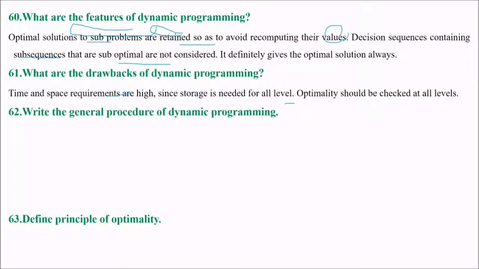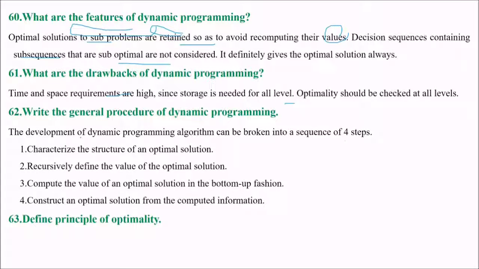Write the general procedure of dynamic programming. The development of a dynamic programming algorithm can be broken into a sequence of 4 steps. First is to characterize the structure of an optimal solution. Recursively define the value of the optimal solution. Compute the value of the optimal solution in a bottom-up fashion, and construct an optimal solution from the computed information.